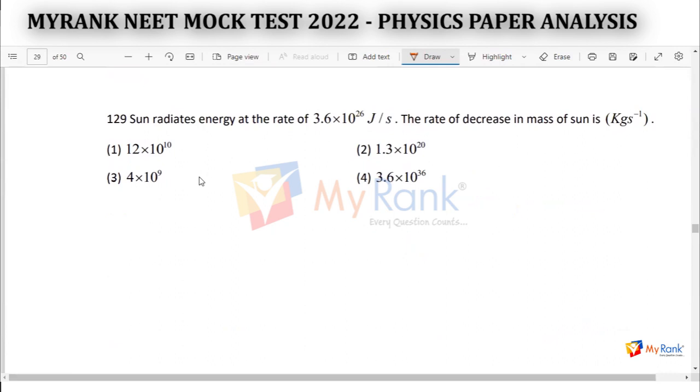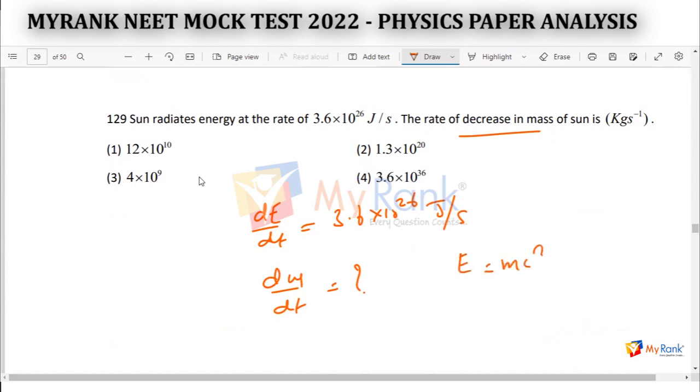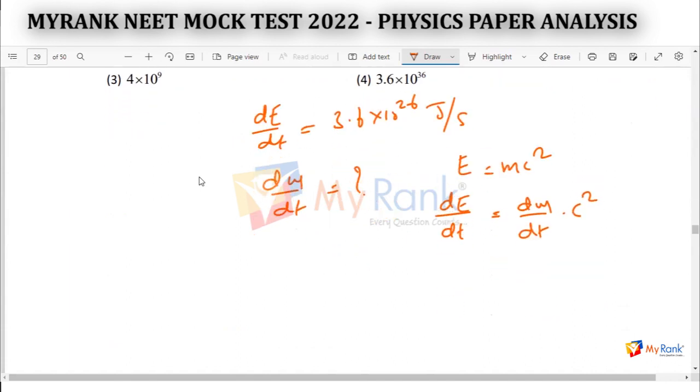Now the sun radiates energy at the rate of dE by dt equal to 3.6 into 10 power 26 joules per second. The rate of decrease of mass, dm by dt, is asked. From E equals mc square, students, dE by dt is nothing but dm by dt into c square. So dm by dt is nothing but dE by dt whole divided by c square.